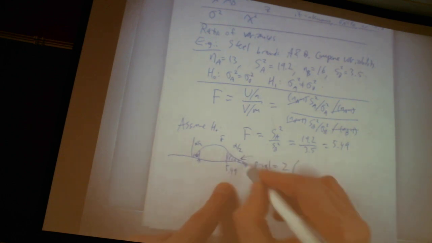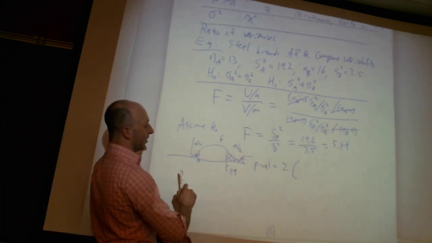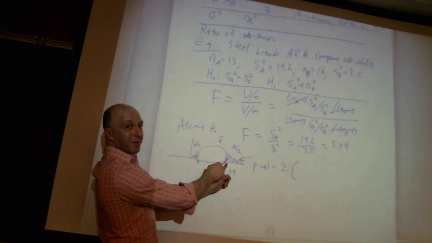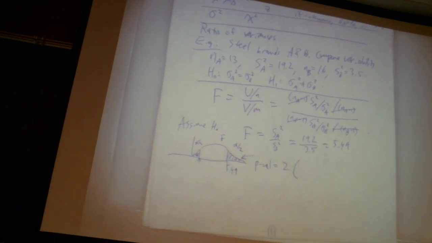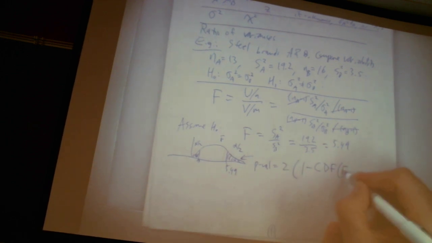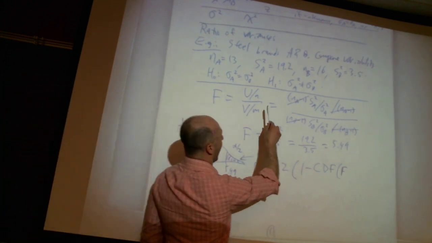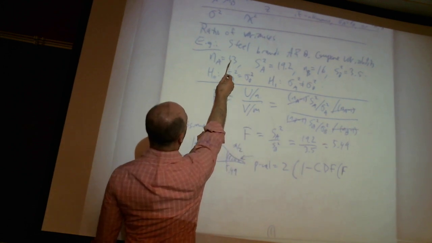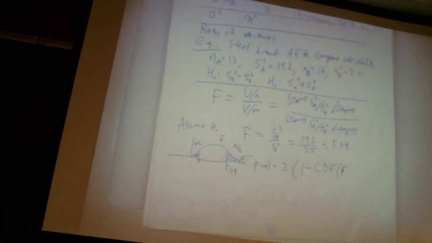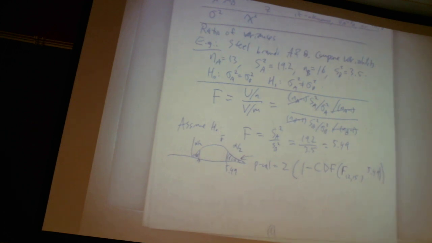So how do I get the area under this curve? Tail, so 1 minus C. So it's 1 minus the cumulative distribution function, because it's the tail. So 1 minus the cumulative distribution function of an F distribution with how many degrees of freedom? NA minus 1 and NB minus 1, so 12 comma 15. At what value? At 5.49. Right? So that's the number we need.